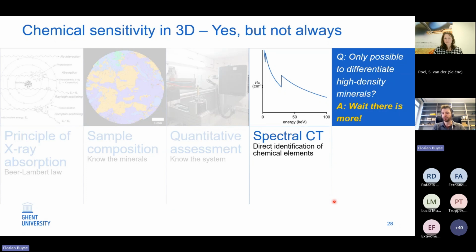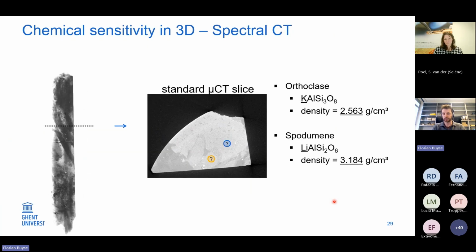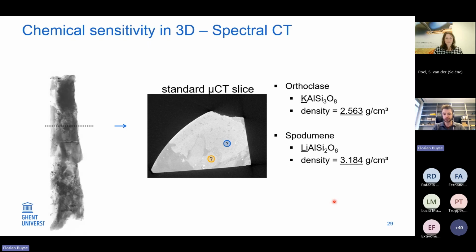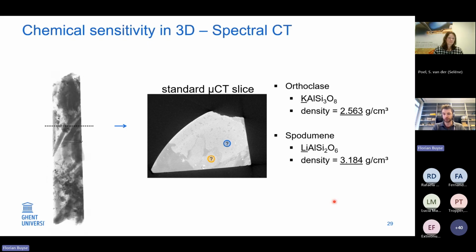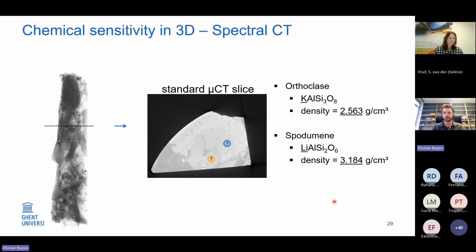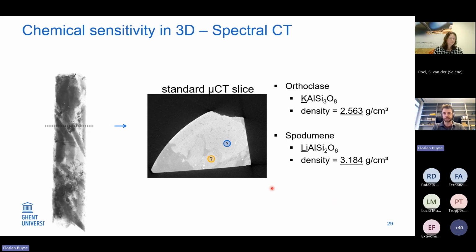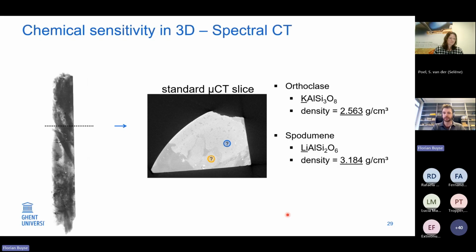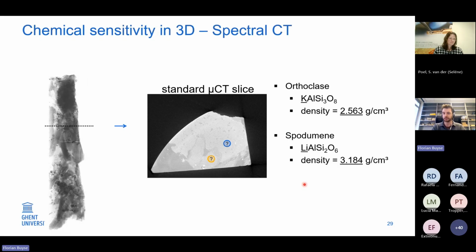Now you can ask if this is only possible to differentiate those high density minerals, such as gold or lead. Well, there is more. Actually, they are developing techniques at TESCAN to really look also at these low atomic numbers. And a test I did with the system again is by looking at those two minerals.